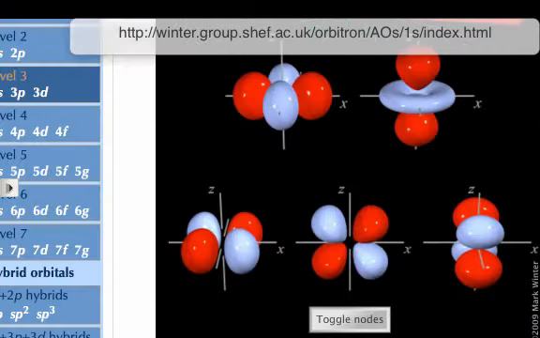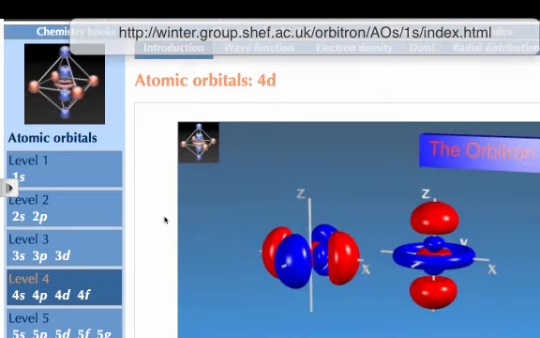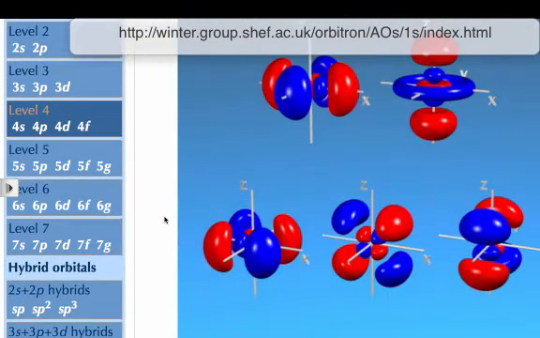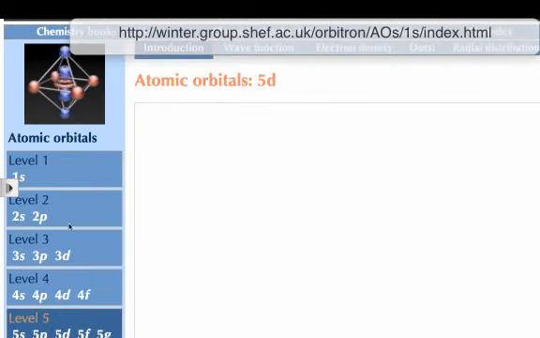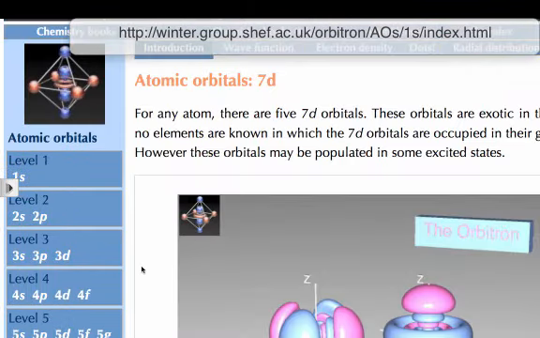Now, let's take a look at the other d's. Again, it's always going to have that same overall shape, a little more complicated. This is the n equals 4 or 4d. There's still 5 orientations. So all d sublevels have 5 orientations or 5 orbitals associated with them, all the way up to 7d. I think these are so cool.